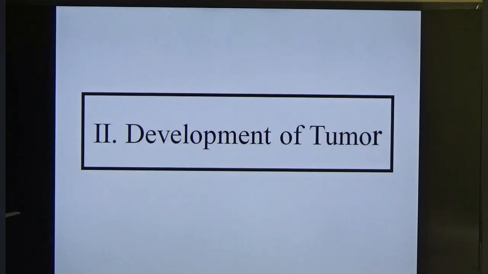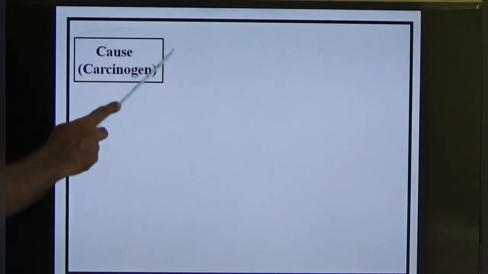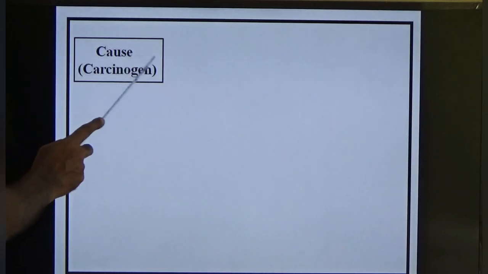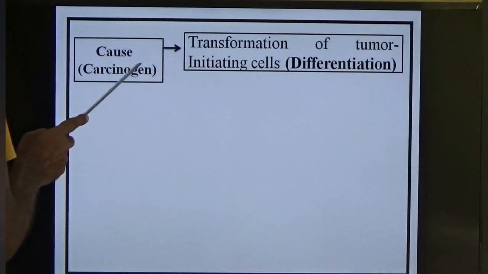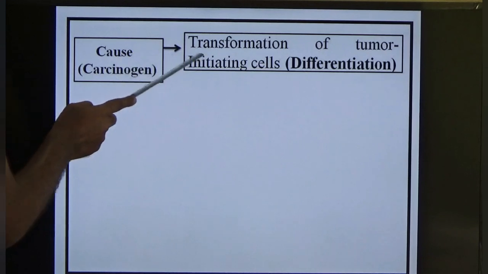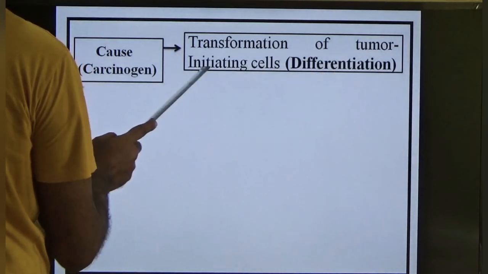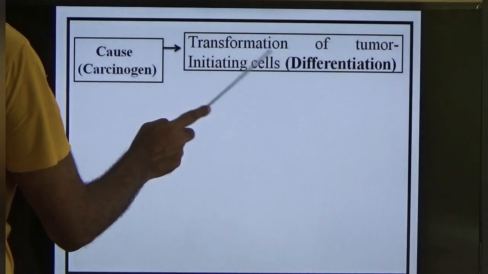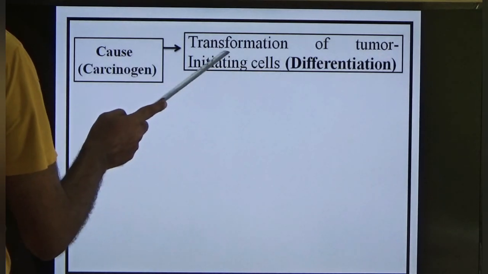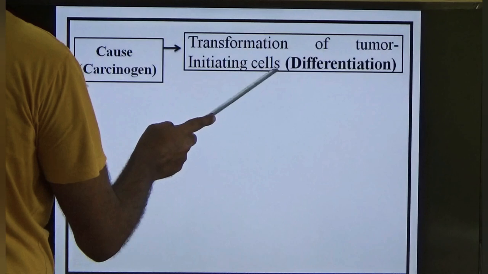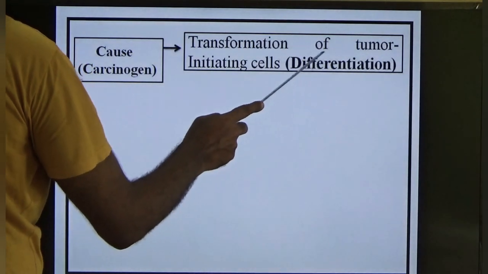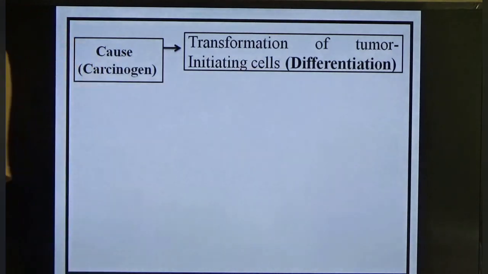Okay, a simple flowchart can explain it. The cause is a carcinogen. Whatever can produce a tumor is known as a carcinogen. The carcinogen leads to transformation of the tumor initiating cells. This carcinogen will affect a single cell or multiple cells, leading to transformation of the tumor initiating cells. So instead of an adaptive response, what happens? It may go for dysplasia or anaplasia.